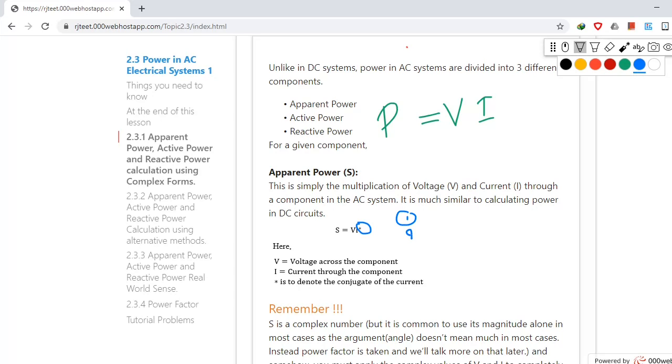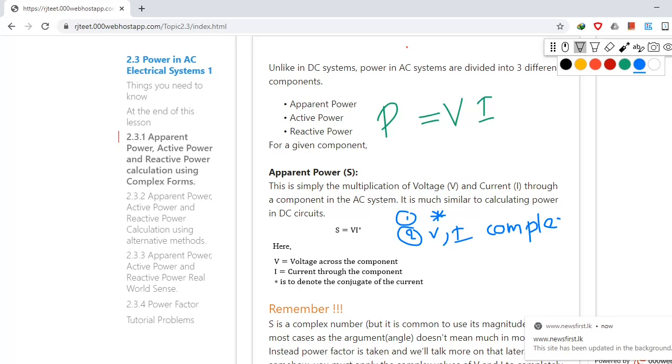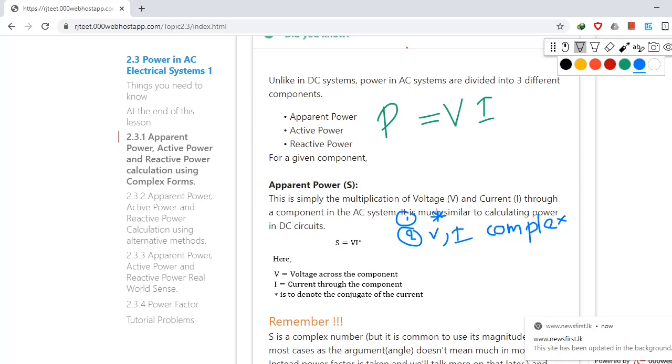The second thing you should notice is that these components are complex values. This V and I are complex values, right? So you need to know the complex voltage and current values through the element.